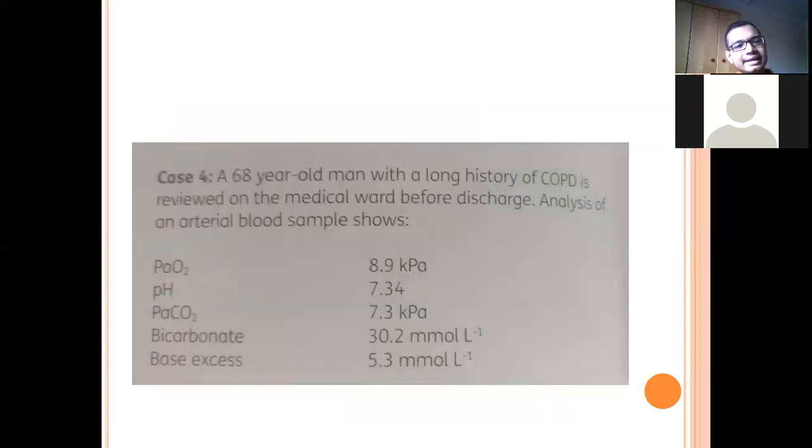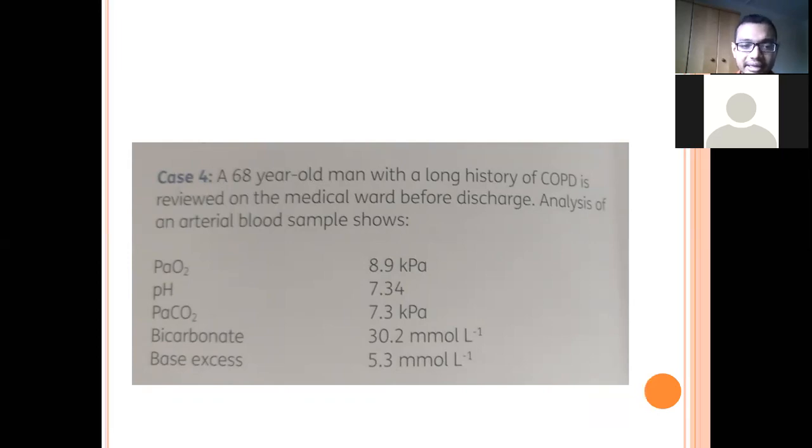If we look at the next case, PaO2, the pH is 7.34. What does that mean? 7.35 is normal, so 7.34 is, yes, that's right, acidosis. So with this acidosis, let's look at the next step, step 2, partial pressure of carbon dioxide, that is 7.3, that is increased. So it supports the pH, so it's a respiratory acidosis.